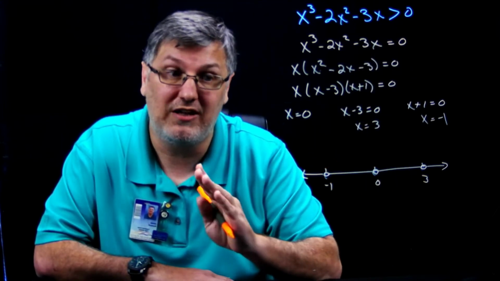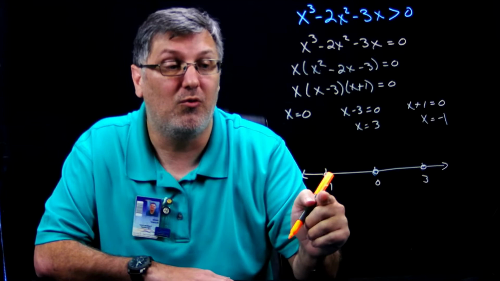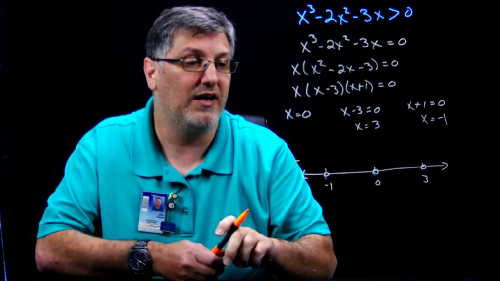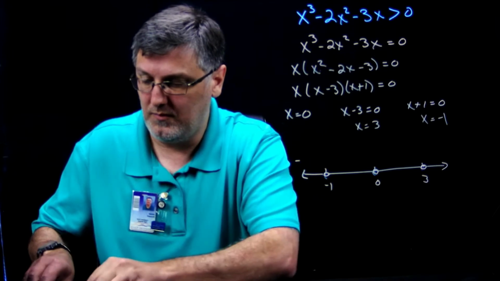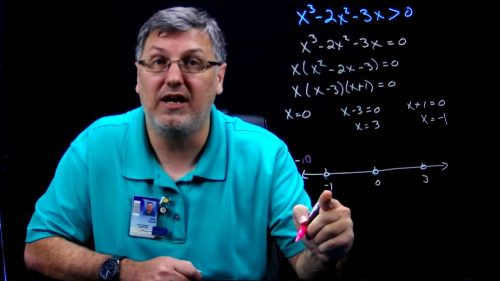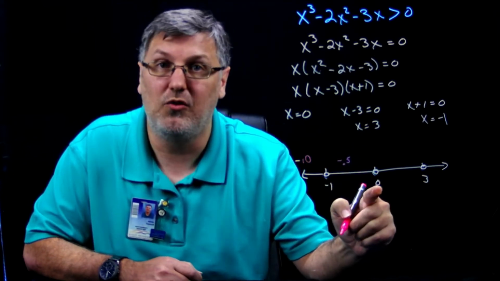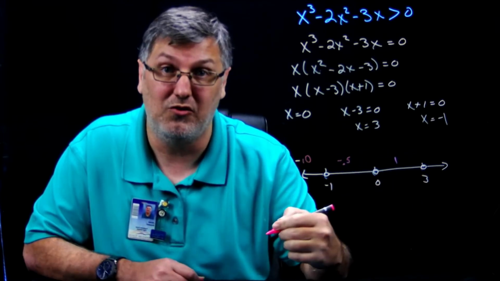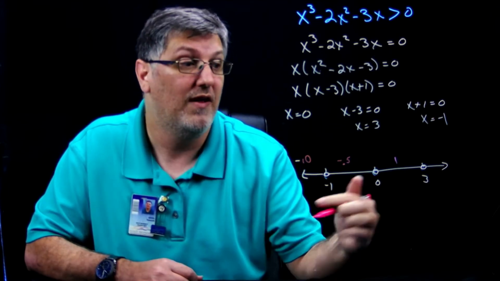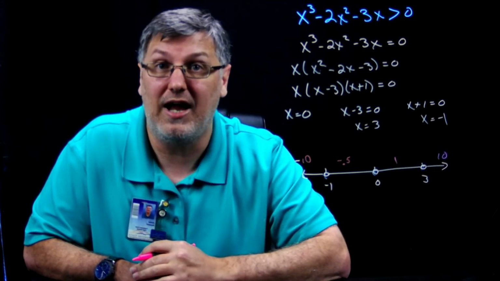I'm going to pick what's called test values. So I want to pick a number that's easy to do math with, that is to the left of, or less than, negative 1, and that's going to be negative 10. Let me use a different color for this. I'm then going to pick a number between negative 1 and 0 to test, so I'm going to do negative 0.5. I am then going to pick a number that's easy to do math with between 0 and 3. That's going to be a 1. I'm going to use 1 because that's always easy to do math with. If I can pick 0 or 1, I'm going to do that all day long. And pick a number greater than 3 that's easy to do math with. I'm going to pick 10 because that's just as easy to do math with as 1 is.